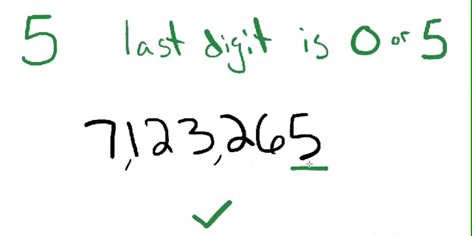7,123,265, last digit is 5, so the whole number is divisible by 5.